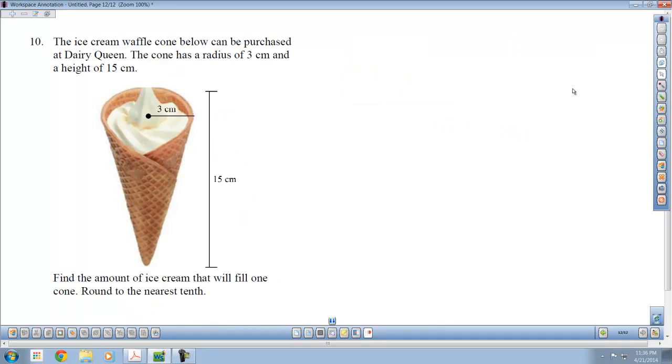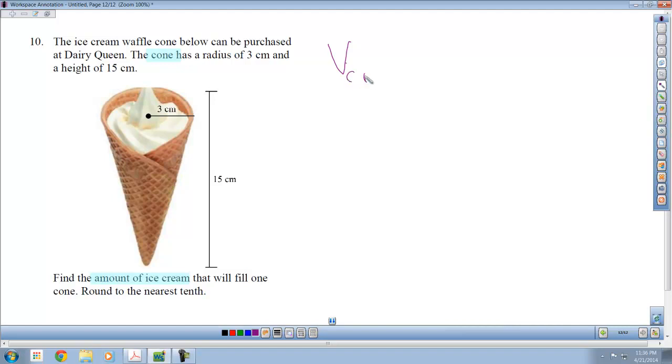Alright, so they're making an ice cream at Dairy Queen. They tell us right off the bat that we are working with a cone. They tell us the radius and the height, and then they want to know the amount of ice cream that will fill one cone. So what is the amount of ice cream? Isn't that a volume problem? So this is very simply the volume of a cone.